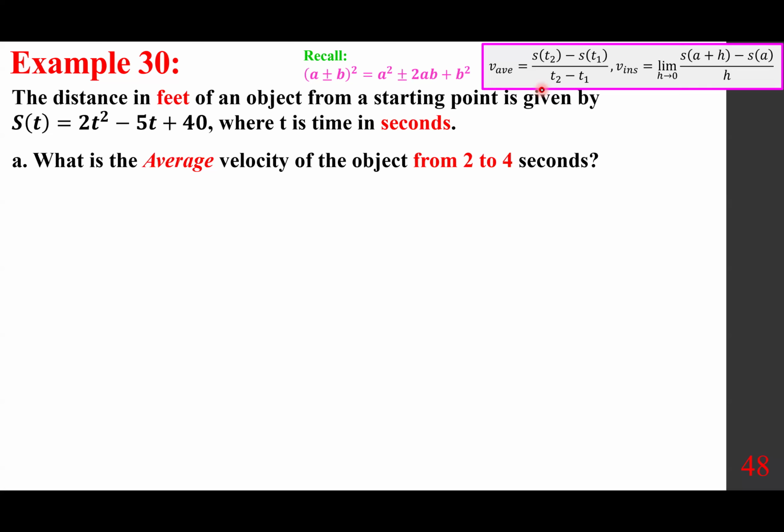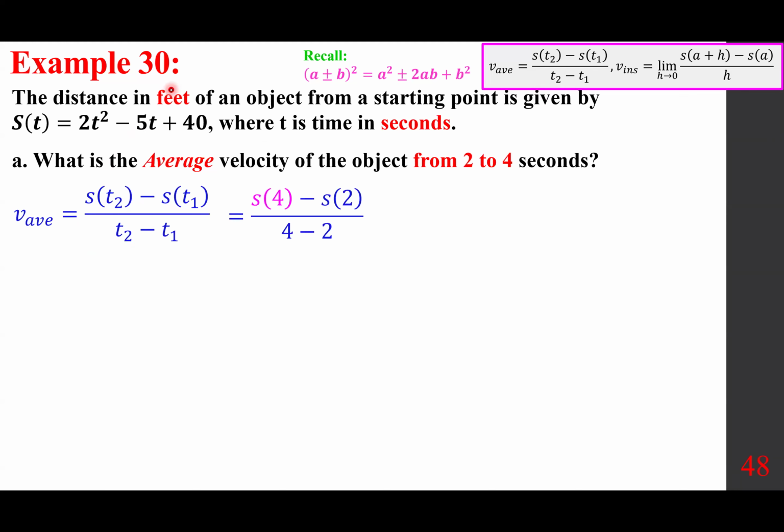the average speed or velocity, which means the average is s of t sub 2 minus s of t sub 1 over t sub 2 minus t sub 1. So of course, this is 4 minus 2. This one is s of 4 minus s of 2. This is elementary algebra. So plug in 4, plug in 2. When you plug in 4, 2 times 4 squared minus 5 times 4 plus 4. When you plug in 2, 2 times 2 squared minus 5 times 2 plus 4.